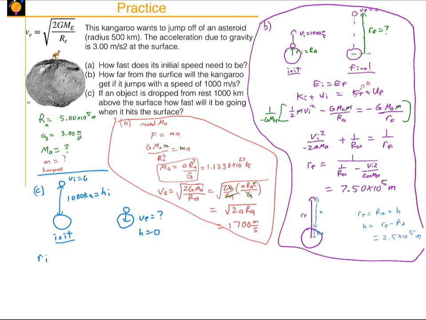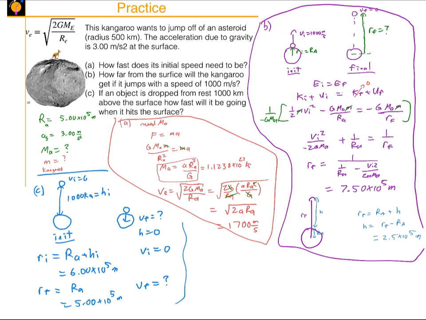So what is its initial distance? Its initial distance will be the radius of the asteroid plus h initial, which works out to about 6.00 times 10 to the 5 meters. And its final distance is just the radius of the asteroid, because it's on the surface of the asteroid at the end. So that's 5 times 10 to the 5 meters. What is its initial speed? Well, it starts at rest.